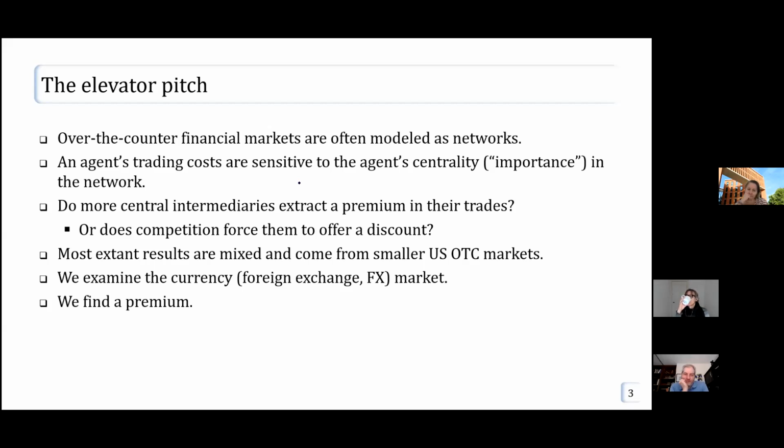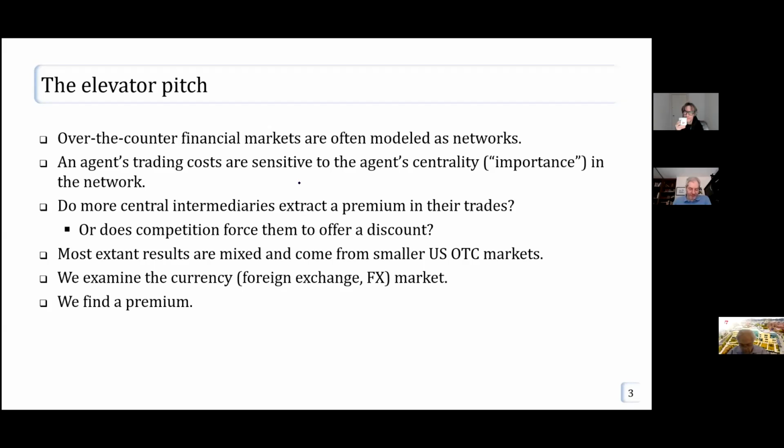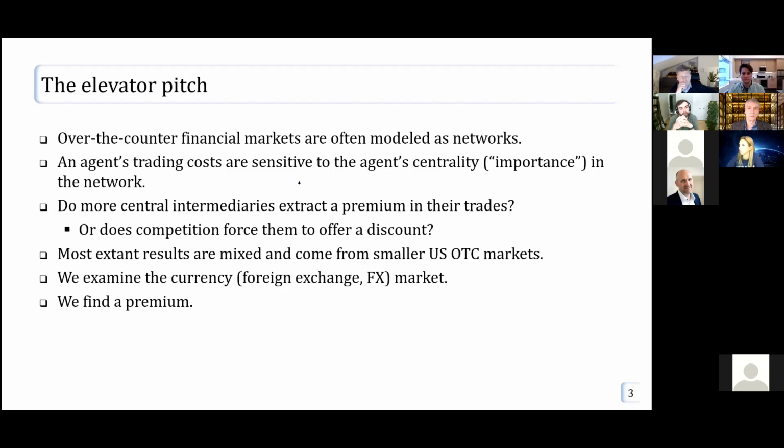So in these OTC markets, particularly from the network perspective, there is a question, which is, how does centrality affect the prices that intermediaries give to their customers? Do they extract a premium, or because of competition, do they actually offer a discount? Most of the empirical results come from smaller markets, US over-the-counter markets. And Richard and I are examining the foreign exchange market, which is much, much larger. We find a premium.